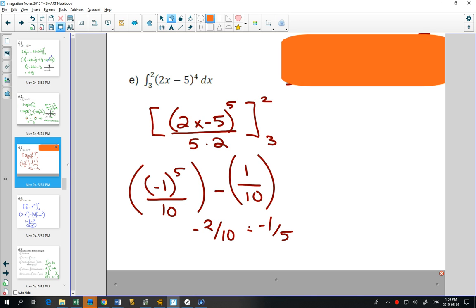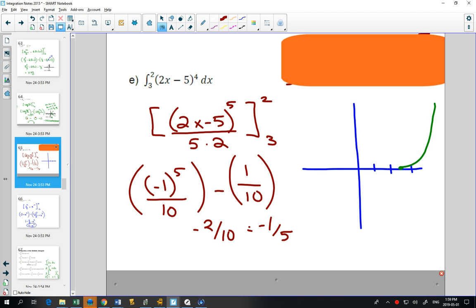Now, if we think about if I go to graph this, the graph looks something like this. And if plugging in 3 gives me the area all the way down to 0, and plugging in 2 gives me the area all the way down to 0, subtracting them in one way will give me the negative of subtracting them in the other way.